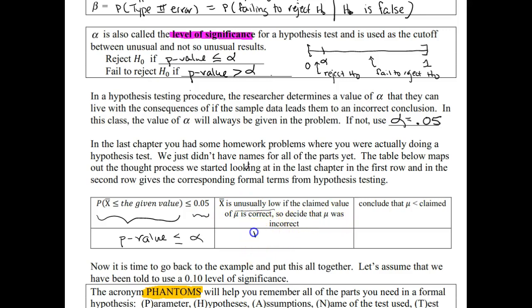So in this case, we rejected whatever their claimed value was. So the new terminology for that is we would reject H0, where H0 would say something like mu equals some specified number. And if we rejected and said we didn't think that mean was correct, that means we think that the mean value had changed somehow. And in this case, since it was unusually low, we would conclude that mu was less than claimed. So that's what the alternative would have said: mu is less than some claimed value.